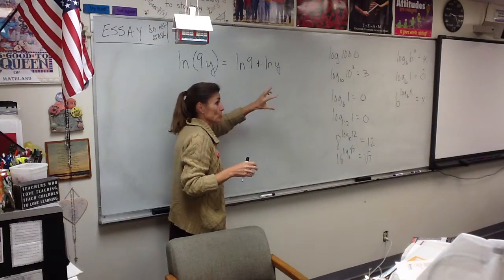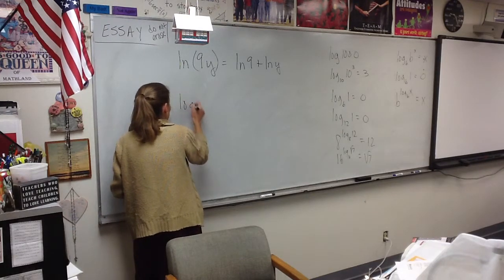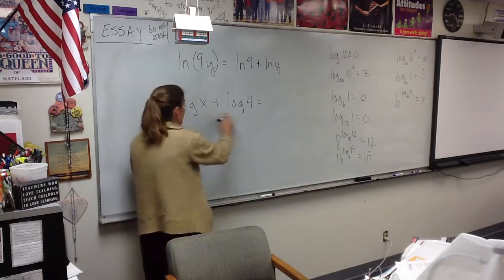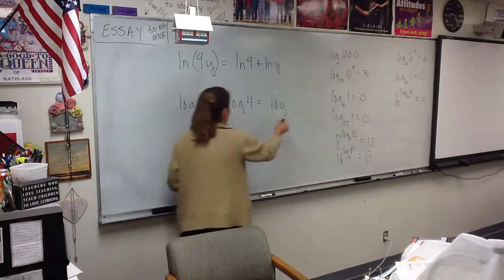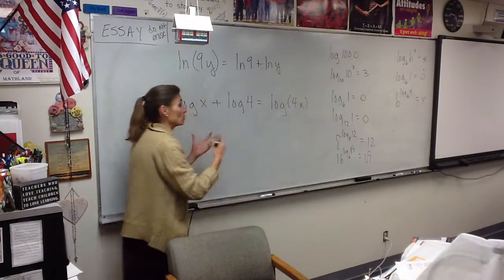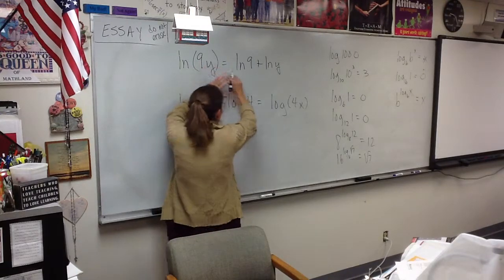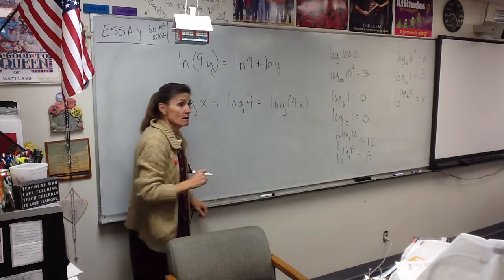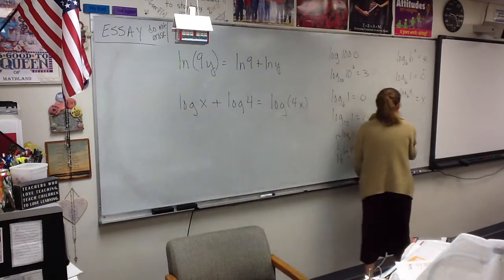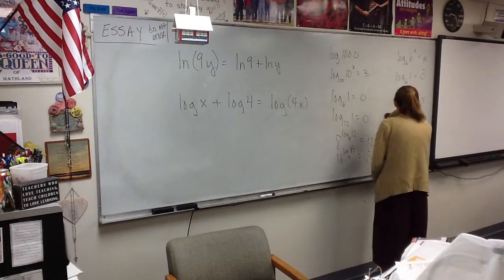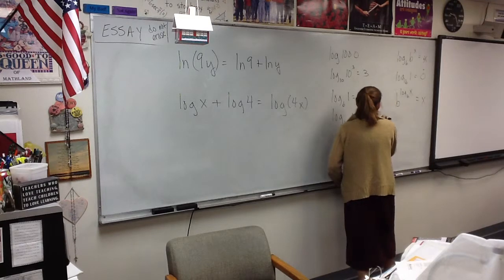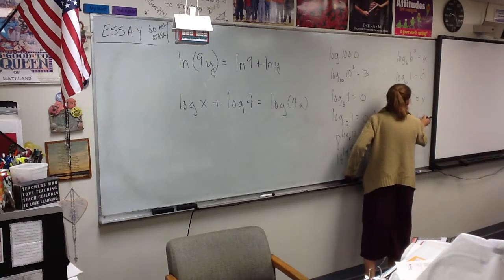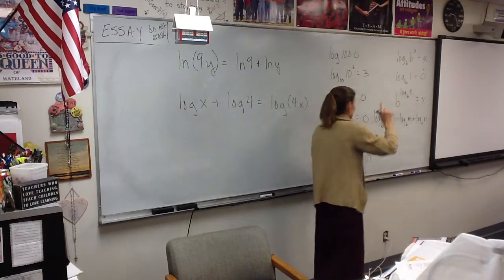Now, it actually works backwards too. So if I had the log of x plus the log of 4, I could put those together, and what would they become? The log of what? 4x. So the property works both ways. You can either take a product and pull it apart into a sum, or you can take a sum and squish it together as a product. So in terms of our property list, that's going to look like this. The log base b of mn equals the log base b of m plus the log base b of n, and it goes both ways.